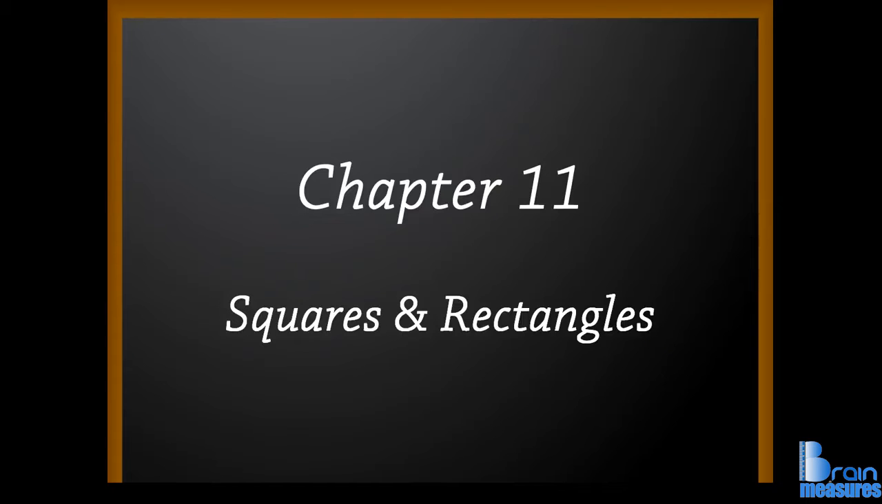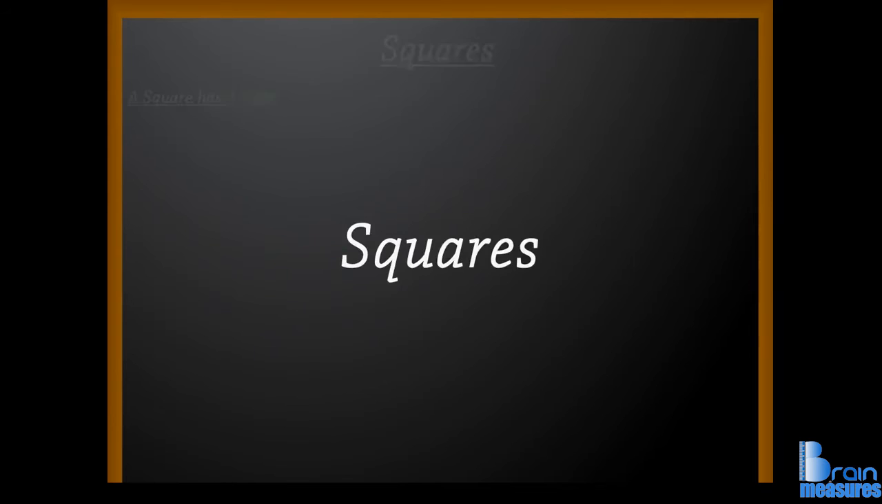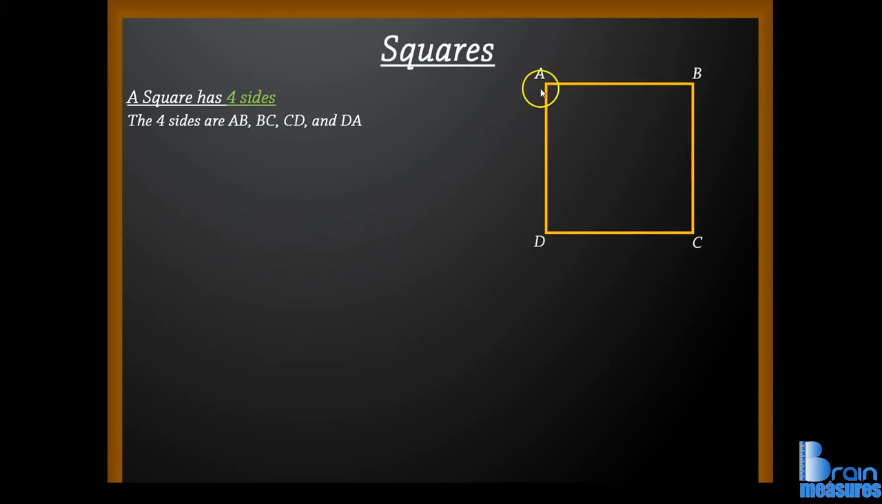In chapter 11, we're going to look at squares and rectangles, but we're going to start with squares first. A square has four sides. These four sides are AB, BC, CD, and DA. All four sides in a square are equal in length.